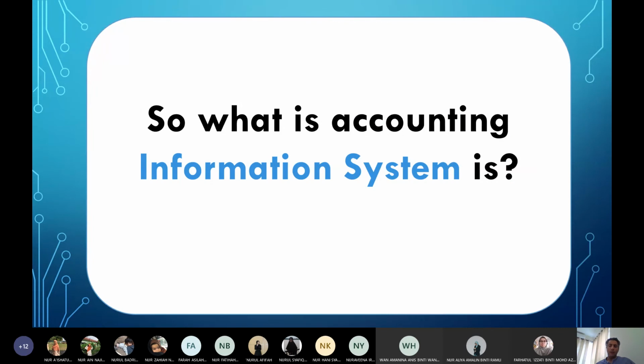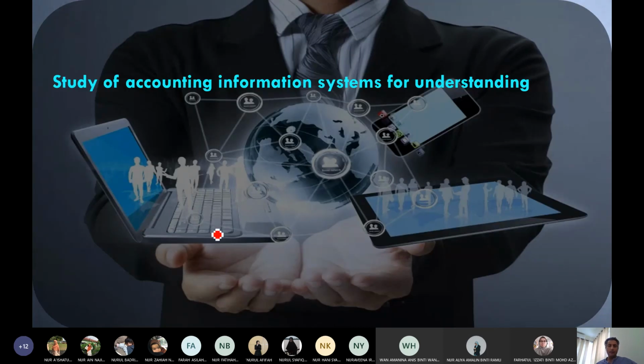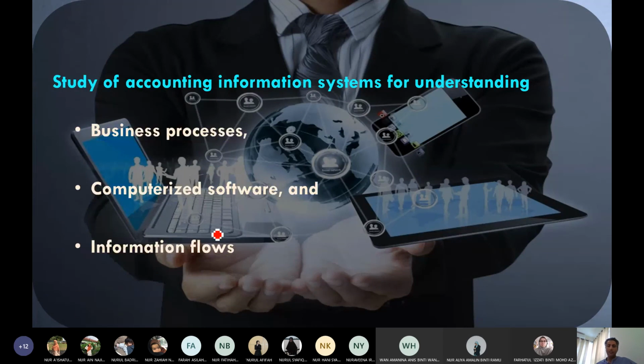So after we know some information or some tips about the accounting information system, let's go to understand what we will study in accounting information system, what we will get, what we will focus on during our class. So accounting information system will help us to understand the business process, computer software, and also the information flow.